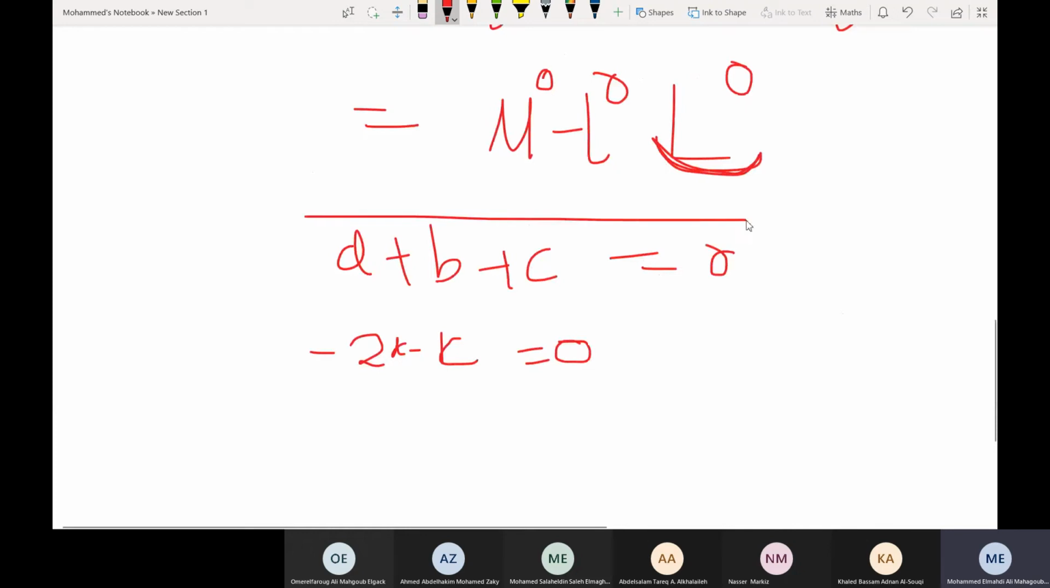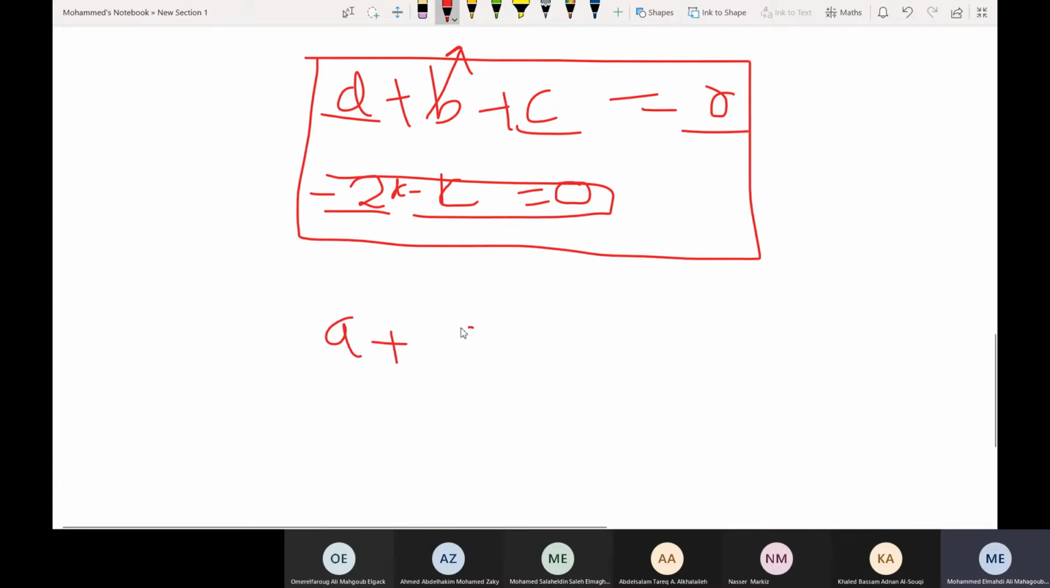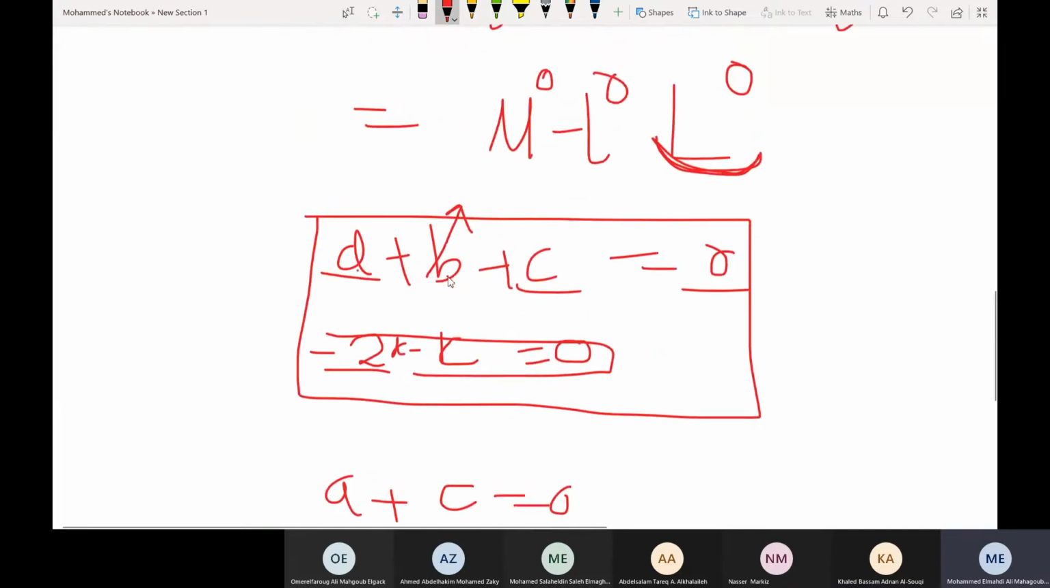Okay, so how can we solve these equations together? Obviously, B لازم تكون zero من هنا, and we cannot substitute it, I think. We solve A plus C equal to zero with minus two A minus C equal to zero. We solve these together. كيف كانت تنحل؟ كأنه we have three variables and two equations.